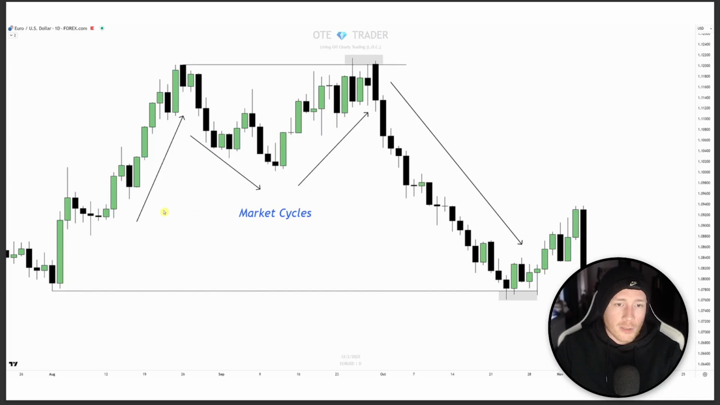So now let's dive back into the daily time frame. Market cycles, previous episode: we can clearly see expansion into a retracement, into another expansion, and then we have a reversal. So market cycles are also in sync with our idea on the higher time frame.